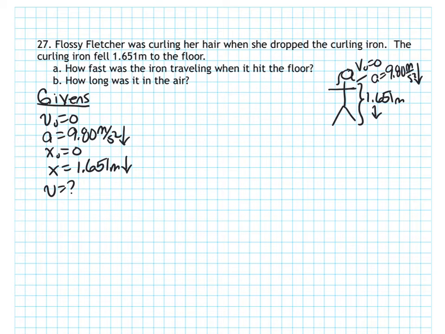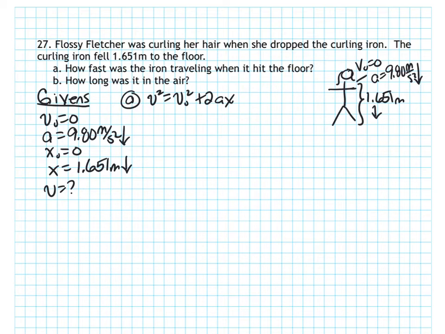All right, so let's look at the givens and see if I can find a relationship for part A. I have the initial velocity, I have a, x naught, x, and v. So I'm going to use v squared equals v naught squared plus 2ax, because this is the only equation that has all those variables that I want in it.